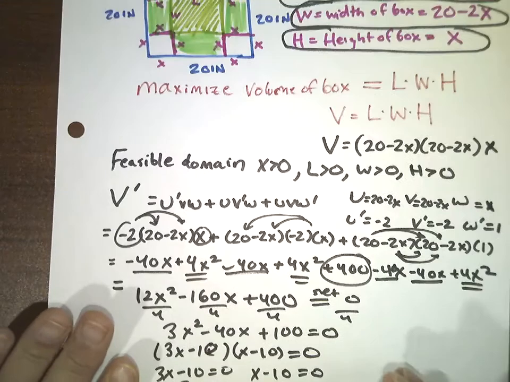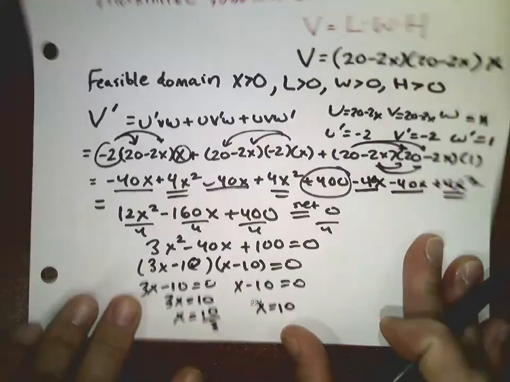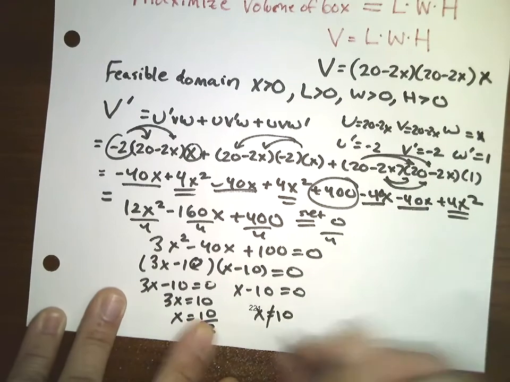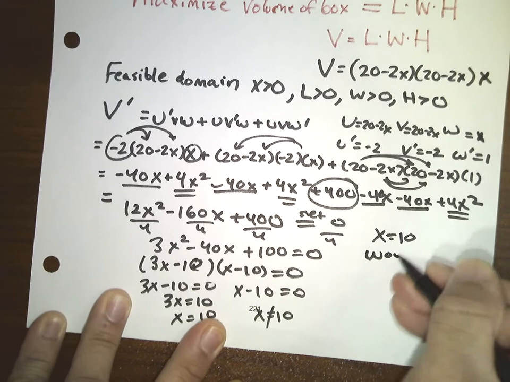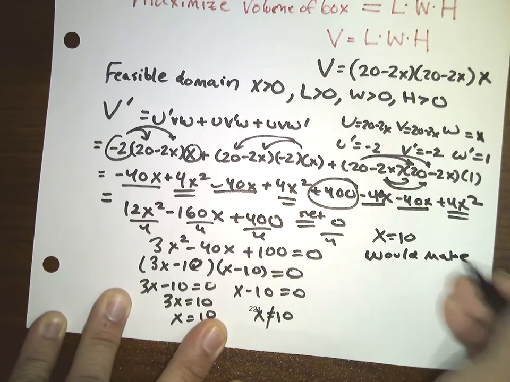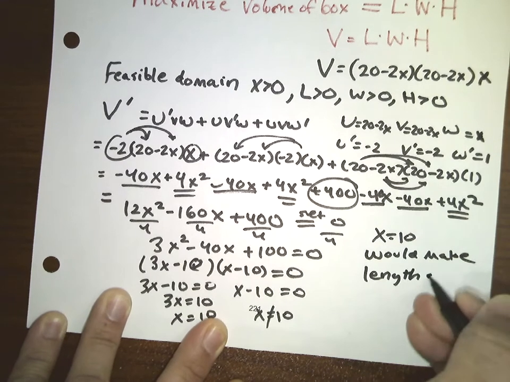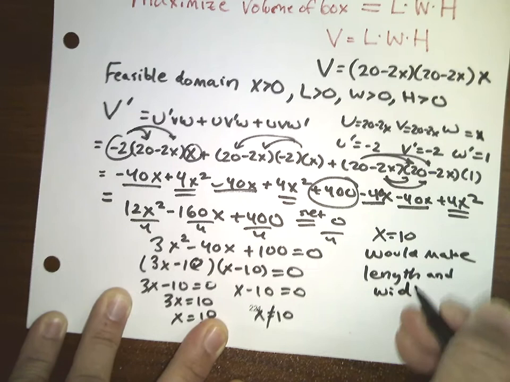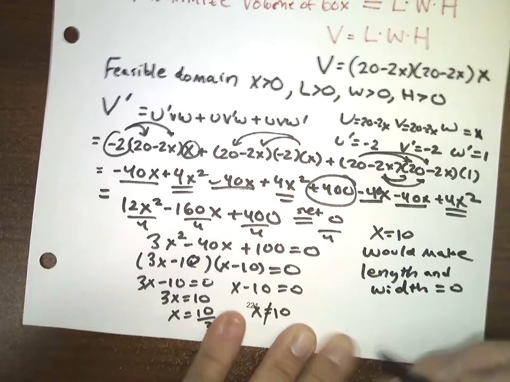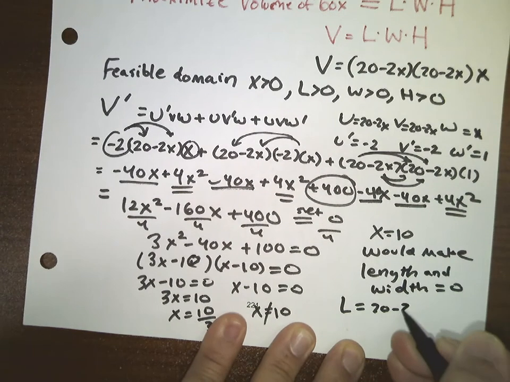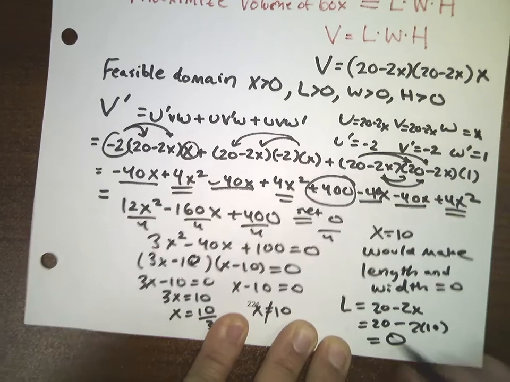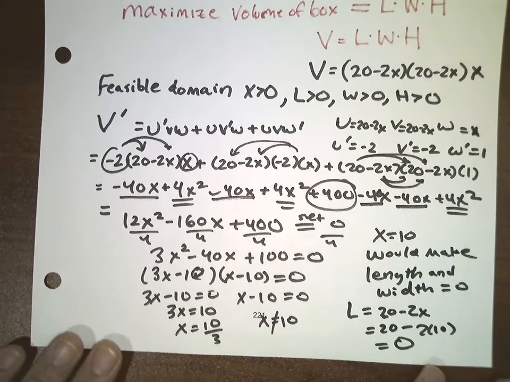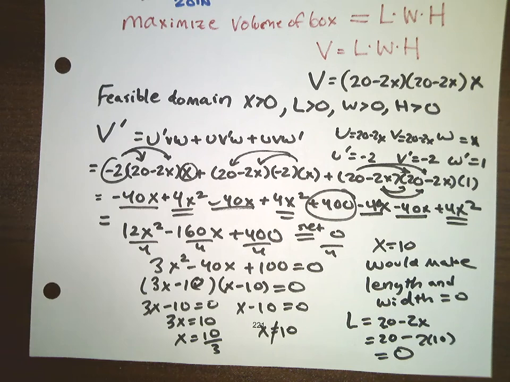But I should notice that x cannot be 10, because x equals 10 would make the length and width equal to 0, right? Because length is 20 minus 2x, so that would be 20 minus 2 times 10, which would be 0. So you don't want a 0 length or a 0 width. So I already know that x is 10 over 3.